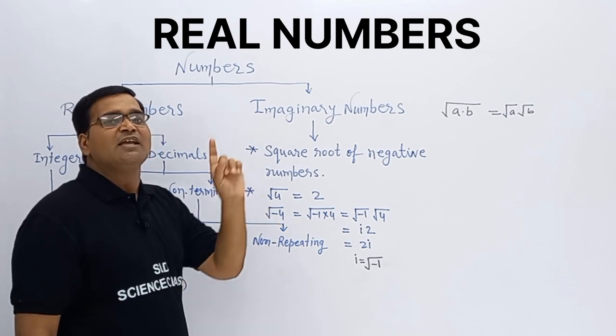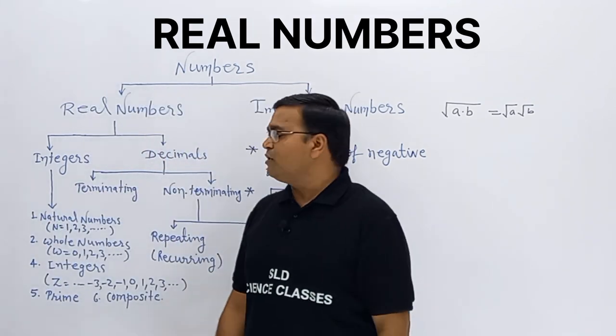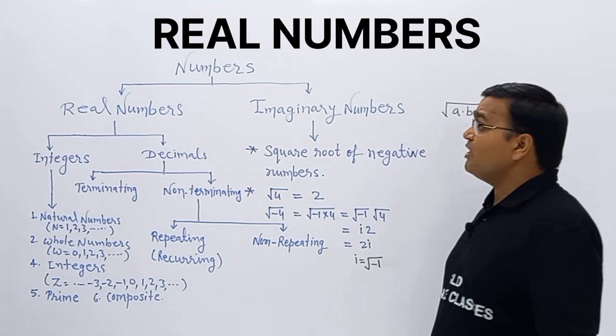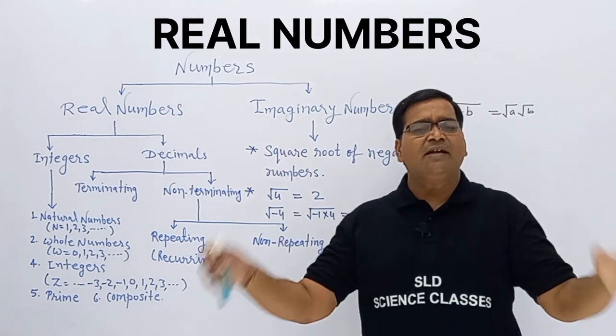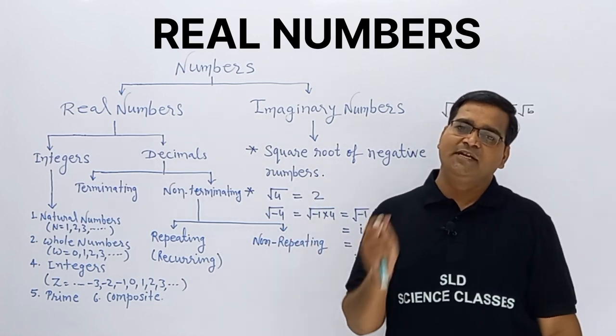It is what? Imaginary number. Now come on there. Real number. What is a real number? Real numbers are whatever numbers we are studying till now, all are the real numbers. Yes or no? Real numbers.